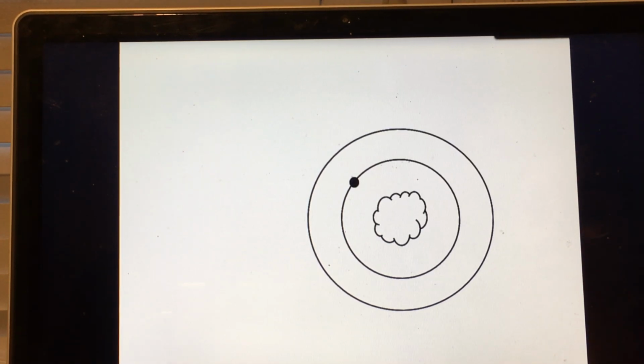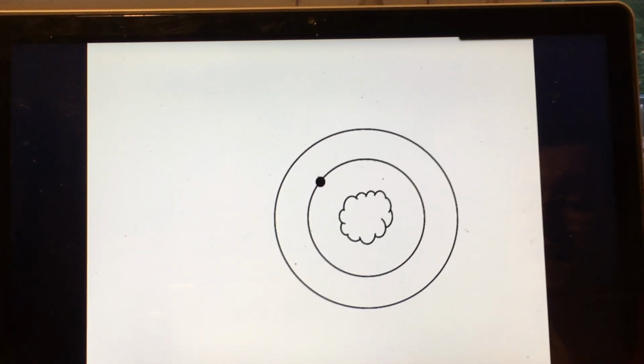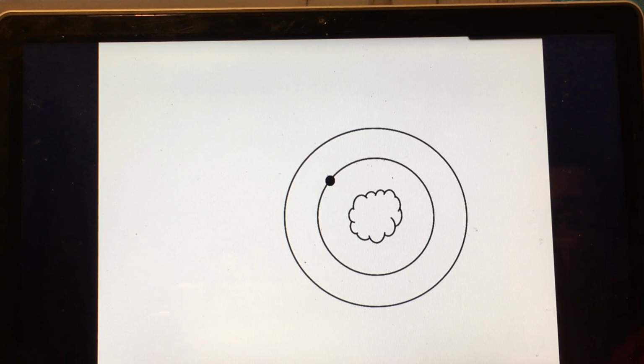Okay, this video is the second video in the photosynthesis series of videos. This is actually a very primitive diagram of a Bohr model of an atom, and if you've had chemistry, you know that this isn't an exactly accurate model of the atom, but it's a pretty decent model for us to use to discuss the basics of what is going on.